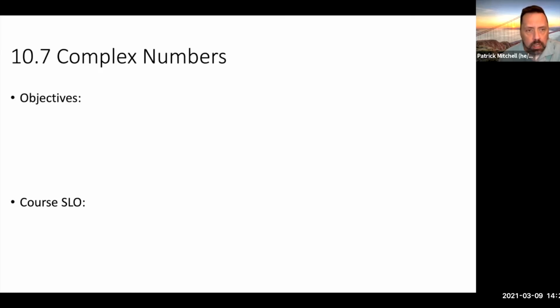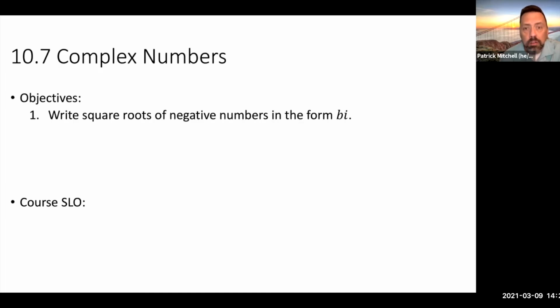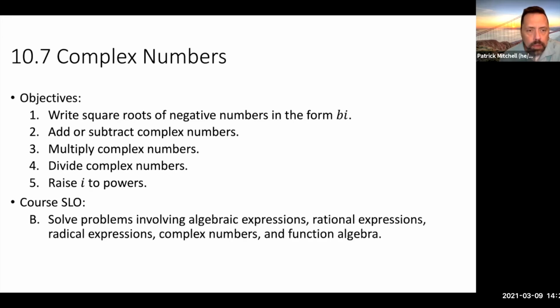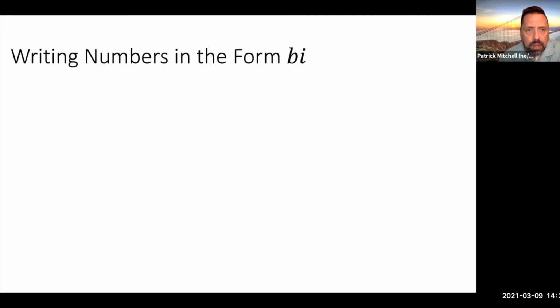In this section, we will write square roots of negative numbers in the form b times i, add or subtract complex numbers, multiply complex numbers, divide complex numbers, and we'll end by talking about how to raise i to powers. And this goes under SLOB, along with most of the rest of this chapter. All right, so complex numbers.